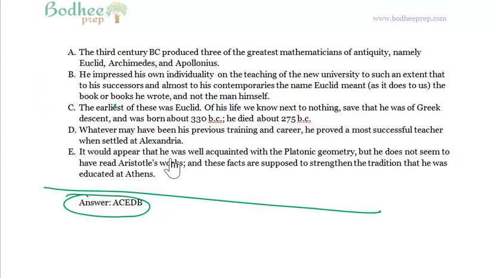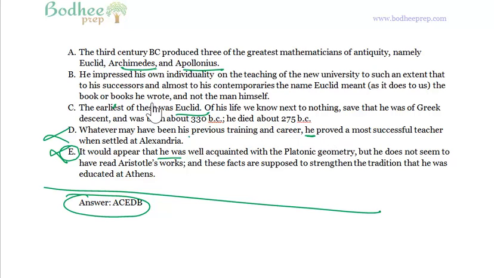He says it would appear that he was well acquainted with the Platonic geometry, but it does not seem to have. Who is he here? And again, there is no. It's basically a very specific idea which is not very likely to start the paragraph. The E goes out. Whatever may have been his previous training and career, he proved again. So when we have names like Euclid, Archimedes, Apollonius, you cannot start a paragraph by a sentence which has "he" in it, right?